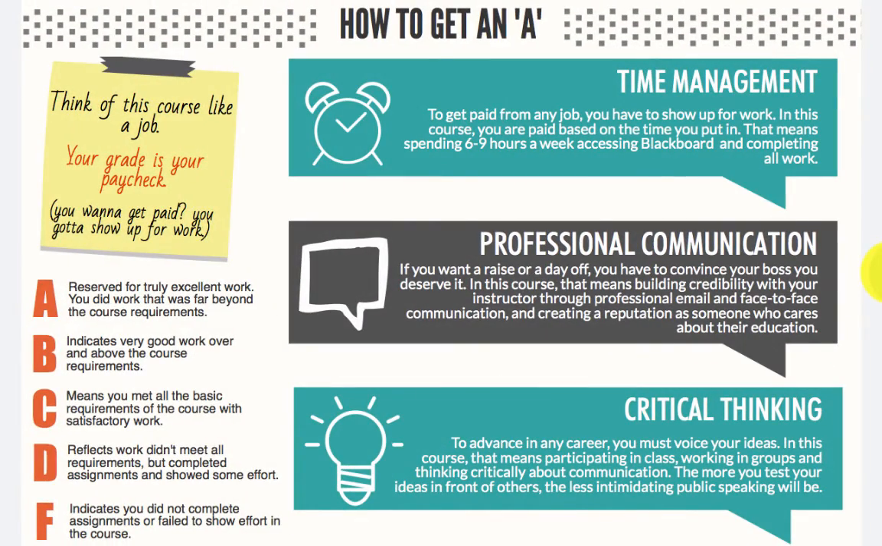So how to get an A in this course? You sort of need to think of this course like a job, and your grade is your paycheck. So if you want to get paid well, you got to actually show up for work. Over here on the left-hand side, you can sort of see what an A means, what a B means, a C, and so on. Now, I want to really kind of talk about these first 3 grades here, A, B, and C. Now, there is nothing wrong with a C. A C means that you met all the requirements. You did everything that was asked of you, and a C is a great grade.